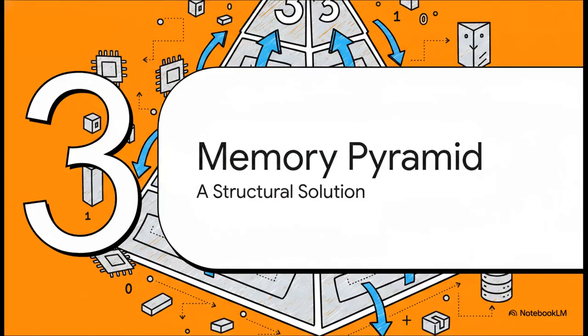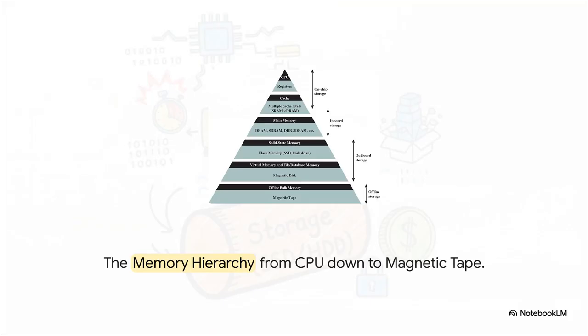So, now that we understand how data is actually used, let's look at Section 3, the memory hierarchy pyramid, the structural solution. To actually solve this dilemma, engineers don't just pick one type of memory. Instead, they build this incredible hierarchy. At the very top, nestled right inside the CPU, you have tiny, unbelievably fast storage.